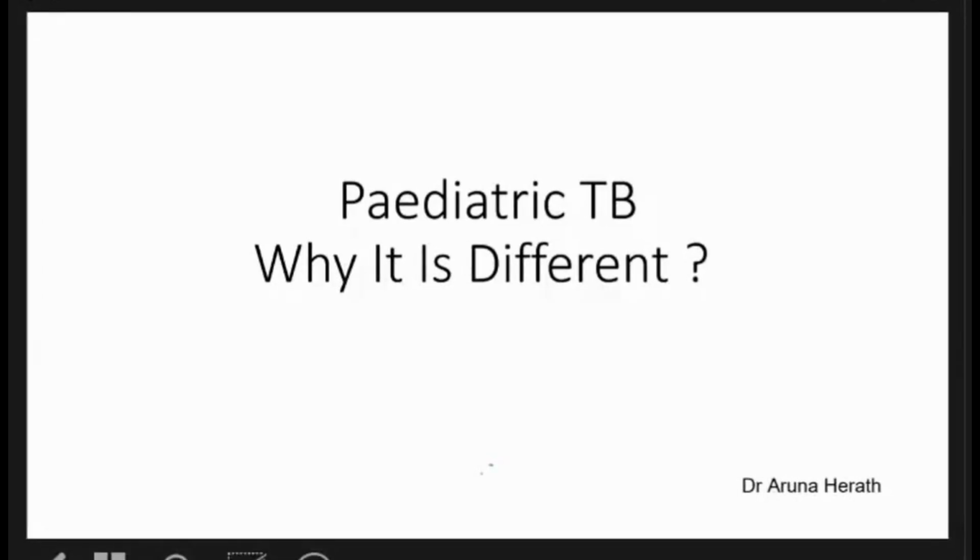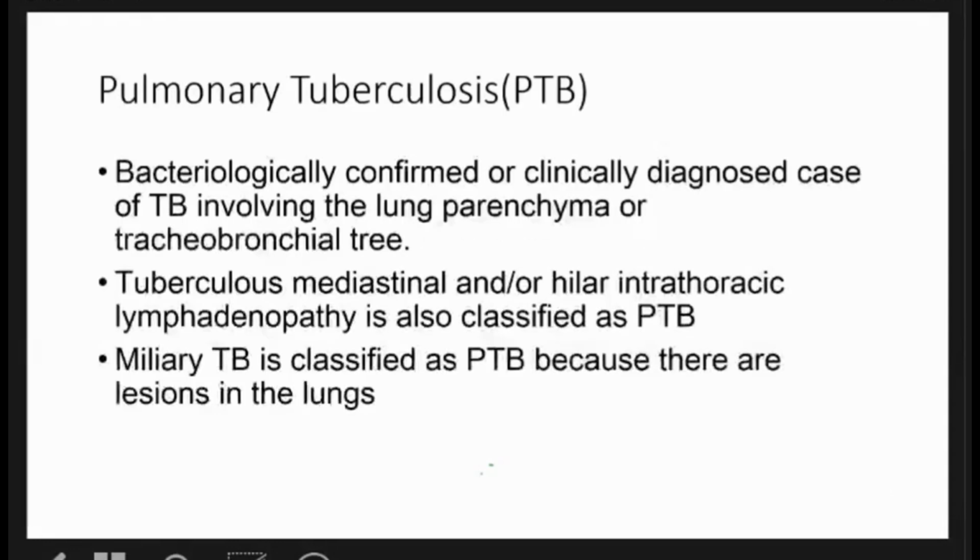As you all know, pulmonary tuberculosis is a bacteriologically confirmed or clinically diagnosed case of TB involving the lung parenchyma or tracheobronchial tree. Since 2020, tuberculous mediastinal and hilar lymphadenopathy in pediatric practice is also classified as pulmonary TB, but not cervical. And miliary TB is also classified as pulmonary TB because it involves lung parenchyma. And TB pleural effusion is not classified as pulmonary TB unless it is involved with coexisting lung consolidations.